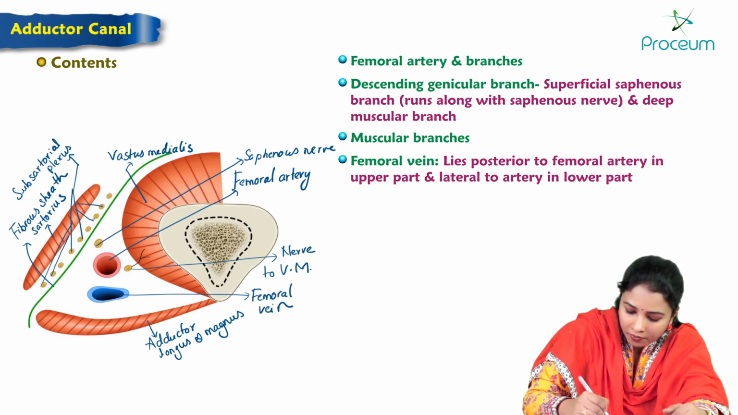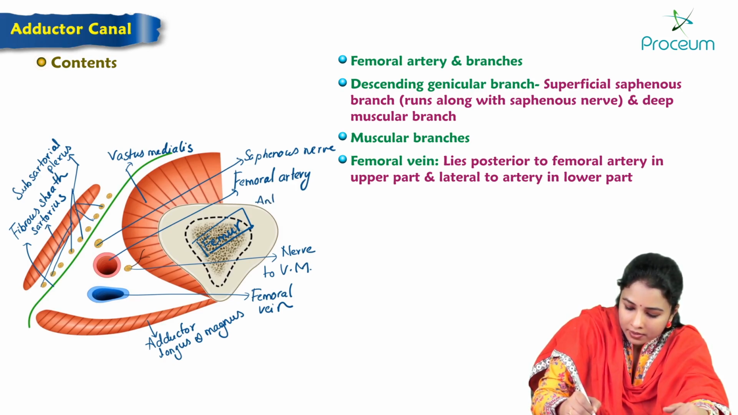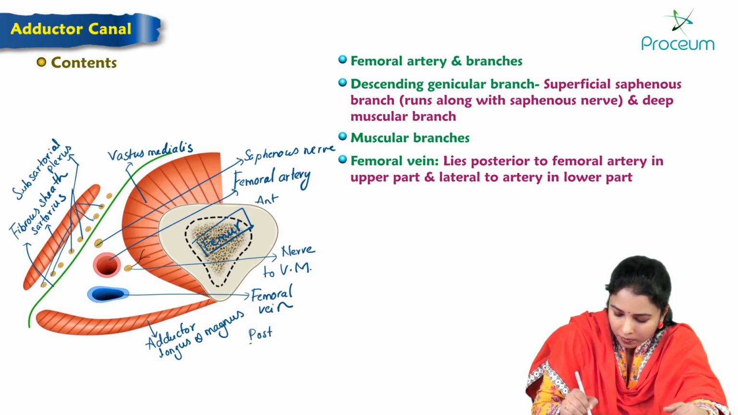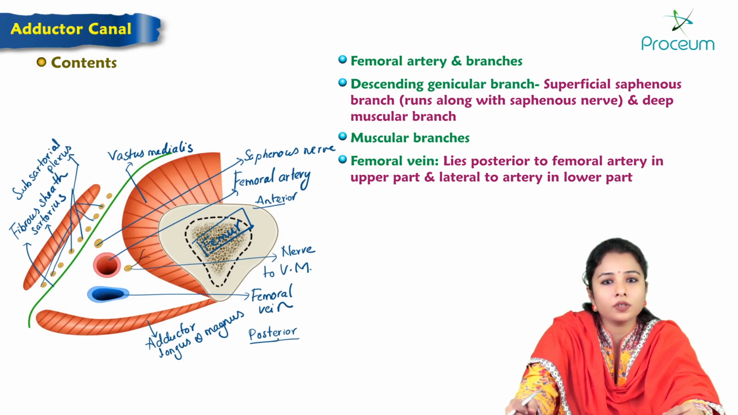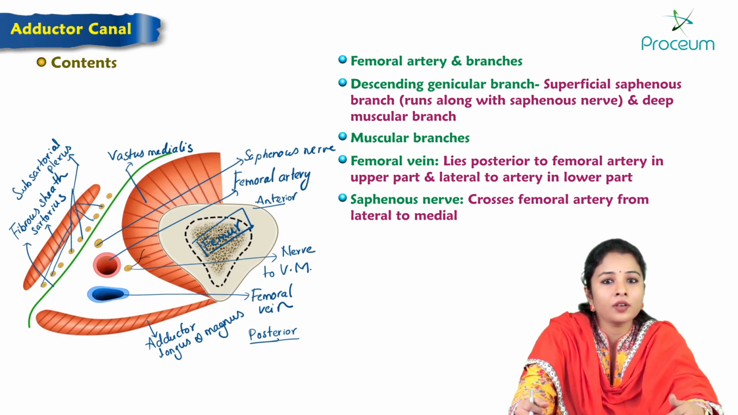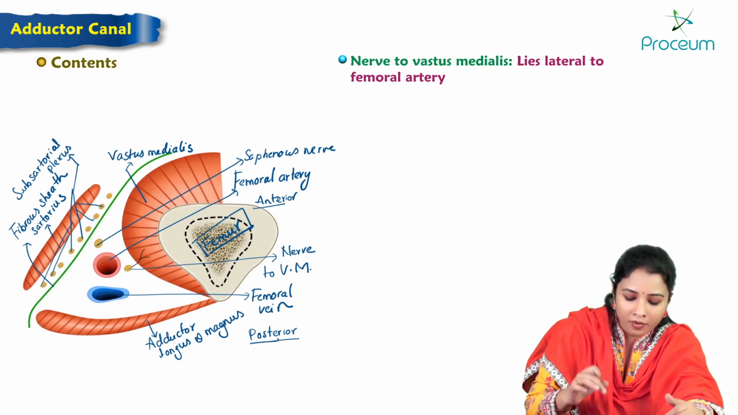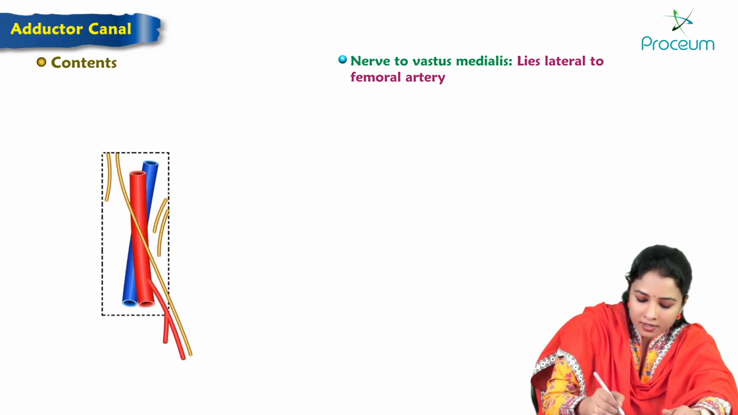And here the bone is the femur, which is the thigh bone. This is the anterior side, and here is the posterior aspect. The femoral vein lies posterior to the femoral artery in the upper part and becomes lateral to the artery in its lower part. We can also see the saphenous nerve, which crosses the femoral artery from the lateral to the medial side. And the nerve to vastus medialis lies lateral to the femoral artery. So these are the contents.